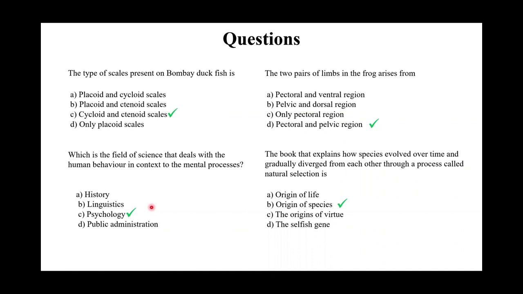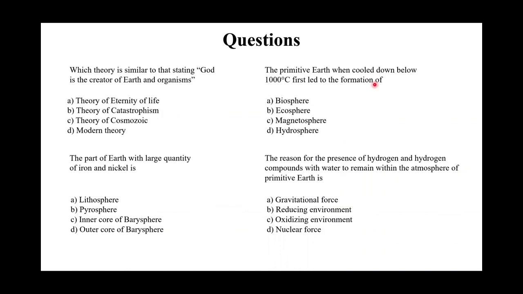And then you have the primitive earth, which when cooled down below 1000 degrees centigrade first led to the formation of what? Biosphere, hydrosphere, ecosphere, or magnetosphere. And the reason for the presence of hydrogen and hydrogen compounds with water remaining within the atmosphere of primitive earth is which force? Gravitational, reducing environment, oxidizing environment, or nuclear force? So the first one was easy.